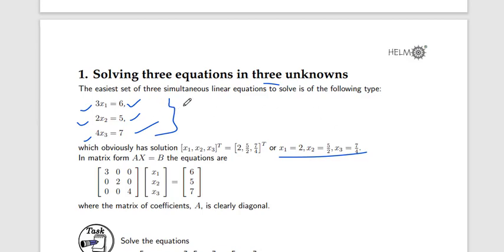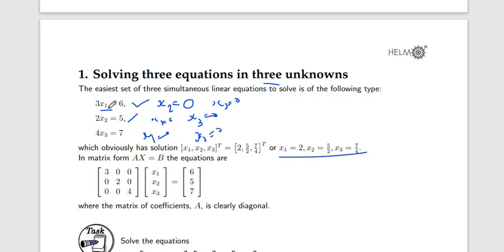But if we want to write these three linear equations as a matrix system, how do we write it in matrix form? In the first equation there is only x1, so we assume that x2 is equal to 0 and x3 is also 0, because this equation only contains x1. In the second equation the coefficients of x1 and x3 are 0, and in the third equation the coefficients of x1 and x2 are 0.